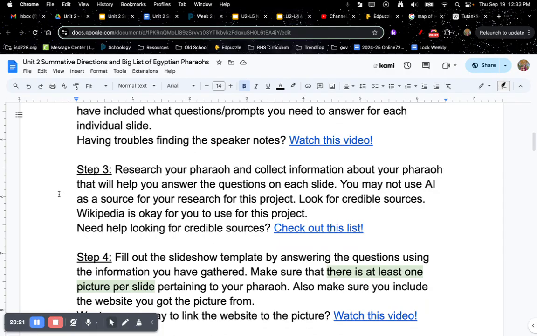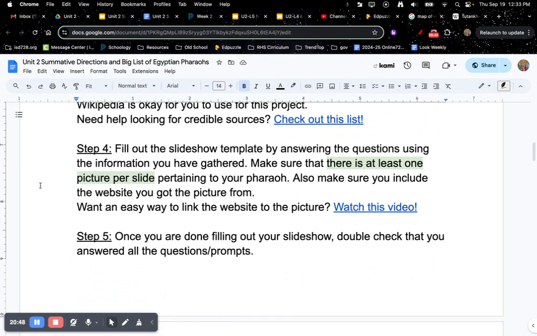Step 3. Research your pharaoh and collect information about your pharaoh that will help you answer the question on each slide. You may not use AI as a source for your research for this project. Look for credible sources. Wikipedia is okay to use for this project. Typically, there's not a lot of information about ancient Egyptian pharaohs, and Wikipedia typically has the most information, so I'm okay with you using Wikipedia for this particular summative.